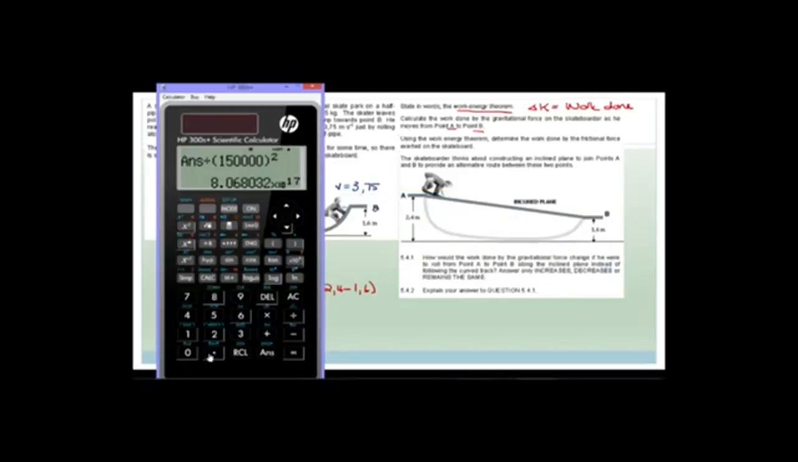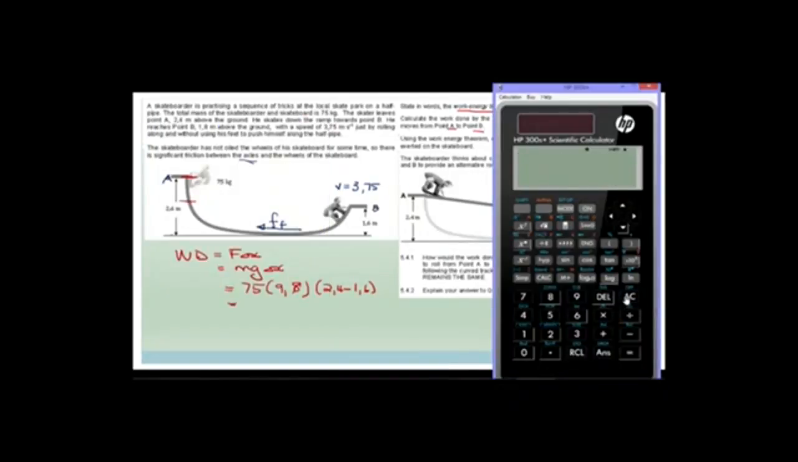So we know the difference in height. The difference in height is 2.4 minus 1.6. We also know the force due to gravity is mg, so what we're looking to work out is mg delta x. Therefore, we've got the mass at 75, the acceleration due to gravity, which is 9.8, and the delta x is going to be 2.4 minus 1.6. So let us put that in our calculators now and see if we can get an answer.